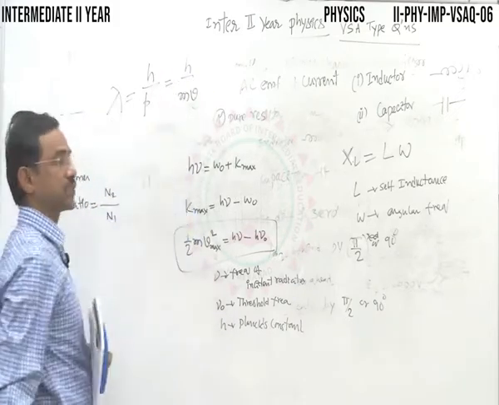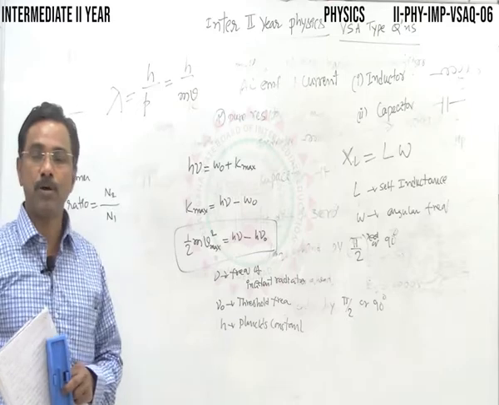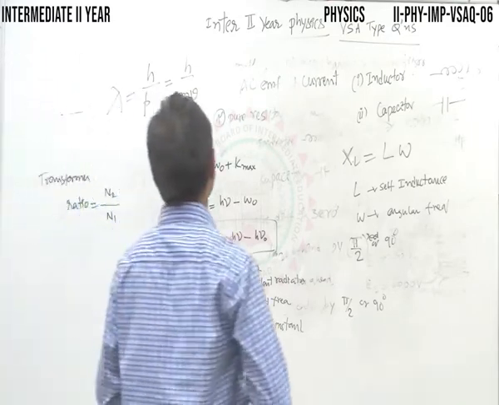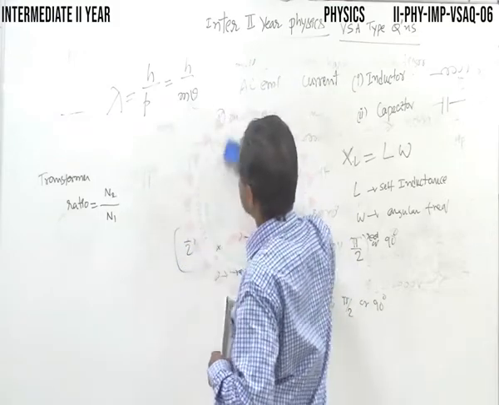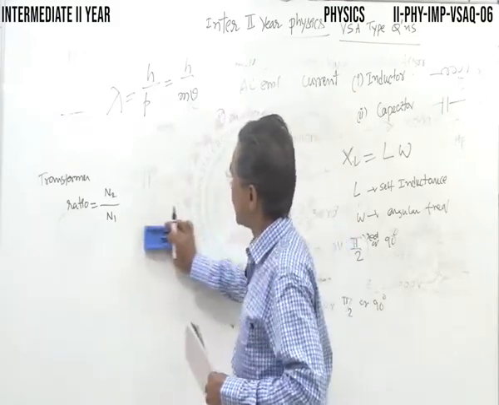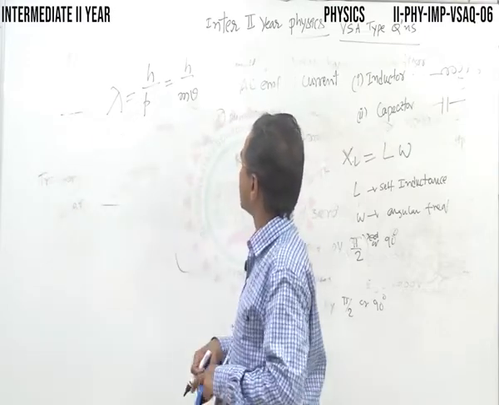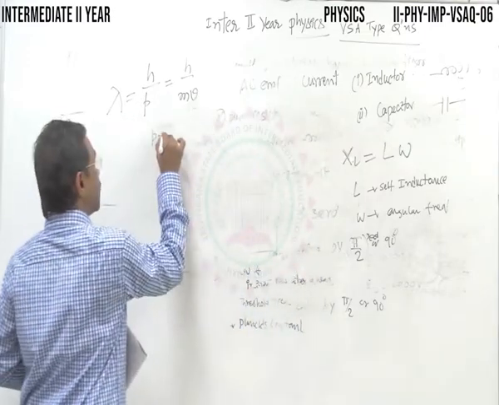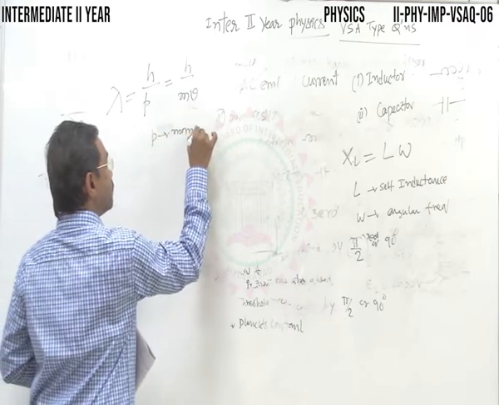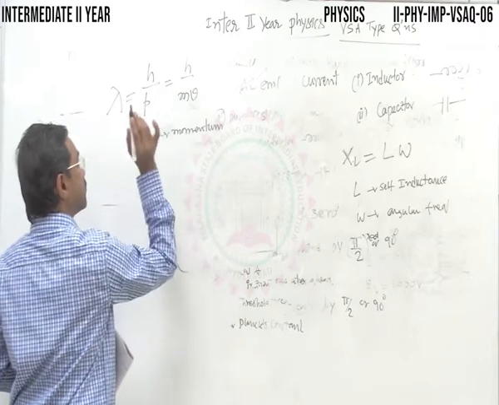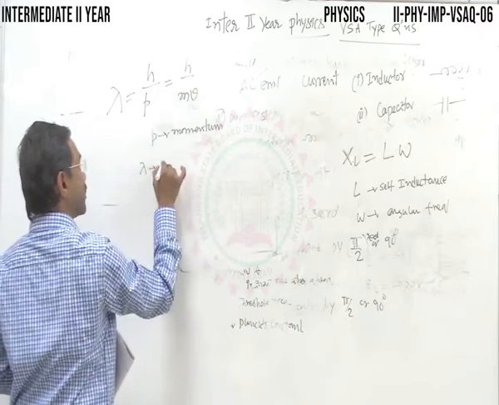Here h is Planck's constant, m, of course, is the mass of the moving particle, and v is the velocity of the moving particle. This is the de Broglie wavelength. Lambda is given by h by p. p represents momentum. Of course, v is the velocity, m is the mass, and lambda is the de Broglie wavelength.